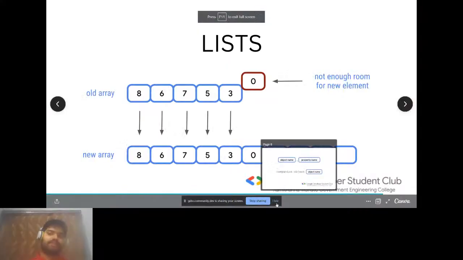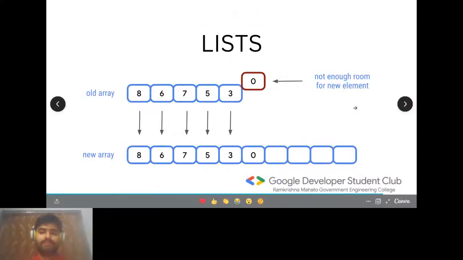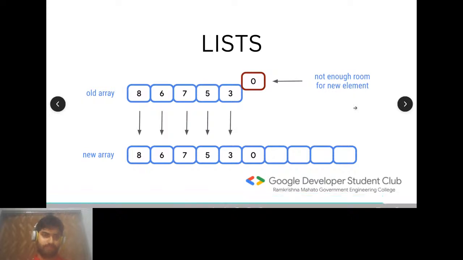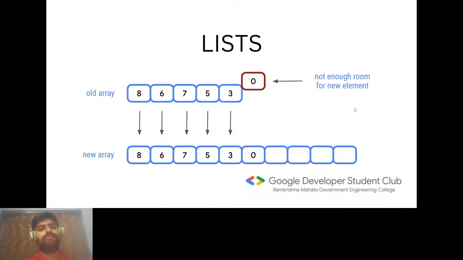So the next topic of discussion is lists. So what are lists? A list is also a collection method in Kotlin, next to the array concept. Let us define what lists are.